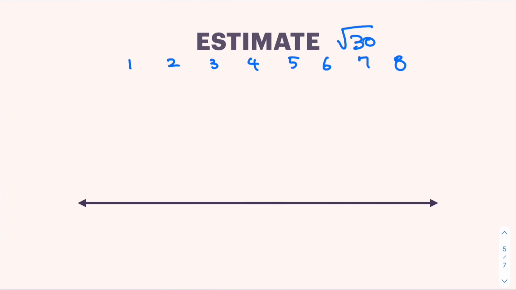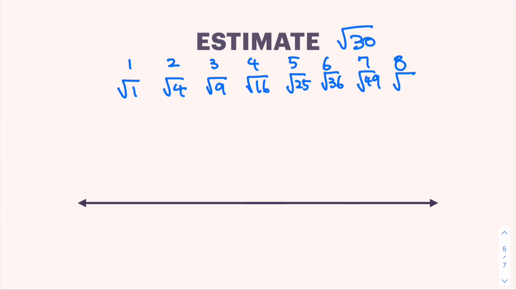And 1 is equal to square root of 1. 2 is equal to square root of 4. 3 is equal to square root of 9, 4 is equal to square root of 16, 5 is equal to square root of 25, 6 is equal to square root of 36, 7 is equal to square root of 49, 8 is equal to square root of 64. So now, where does square root of 30 sit in between? Well, square root of 30 must be in between 5 and 6. So as our next step, on the number line, we're going to write 5, and this will be our 6.